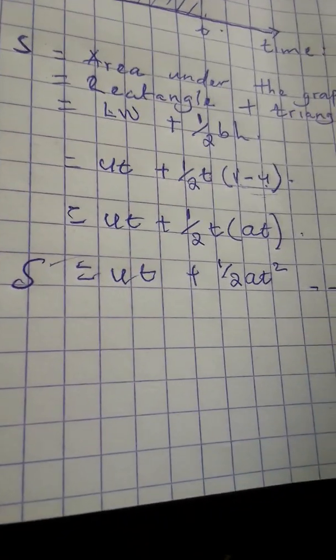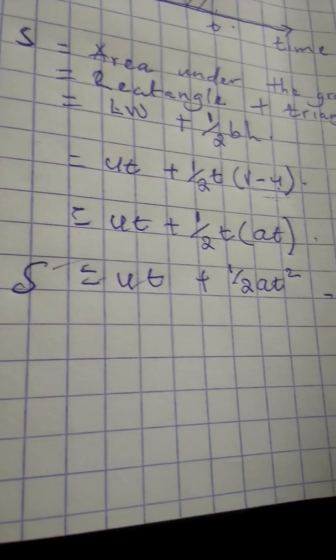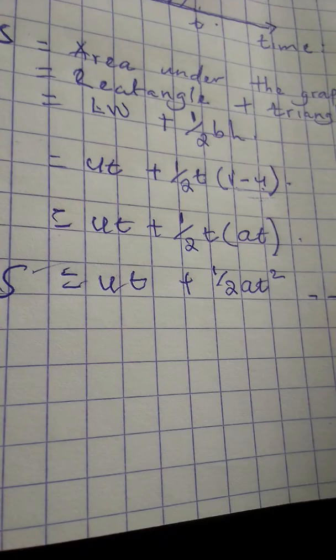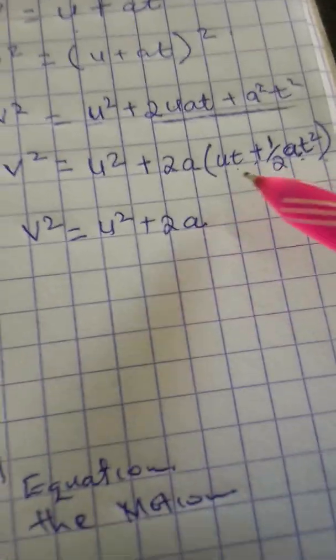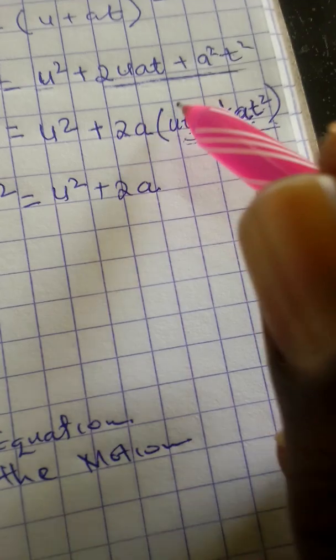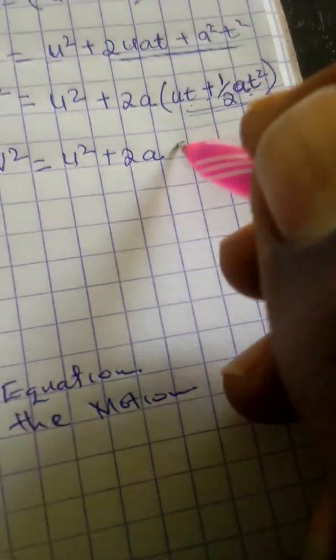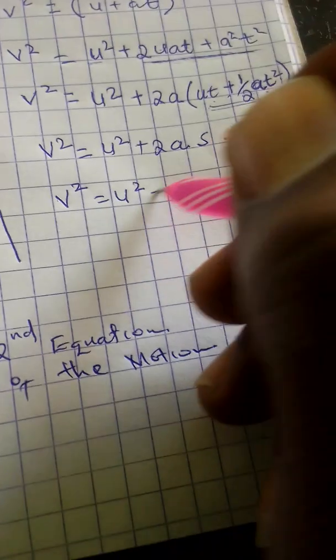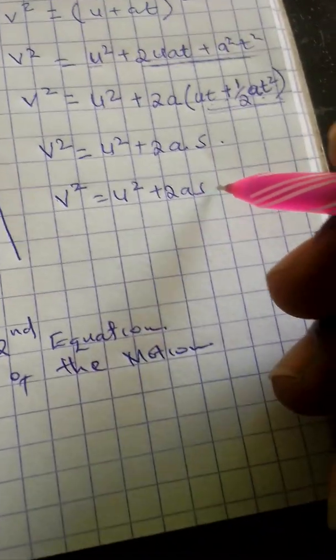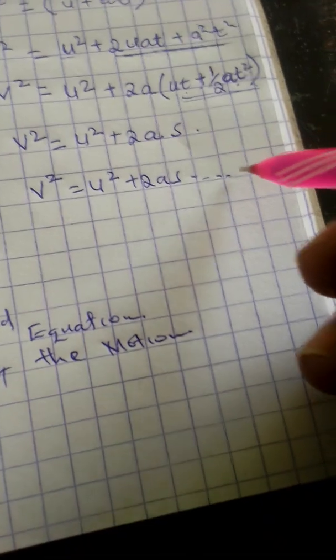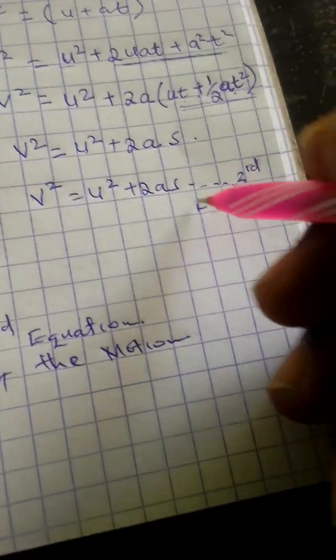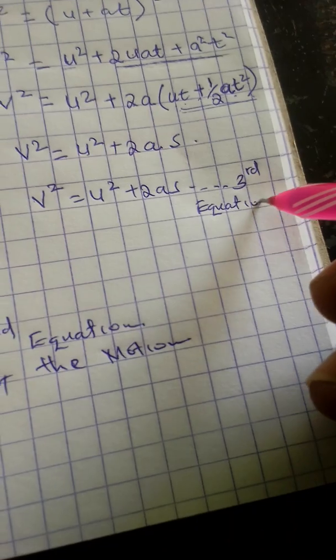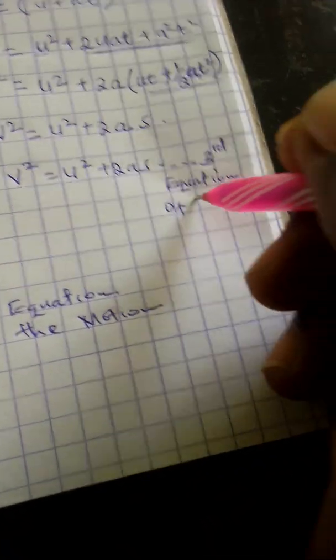Let us go back to the second equation. The second equation says s is equal to ut plus a half a t squared. So equivalent to this one here, ut plus a half a t squared will give us s, and therefore we'll have v squared is equal to u squared plus 2as, and this will give us the third equation of motion.